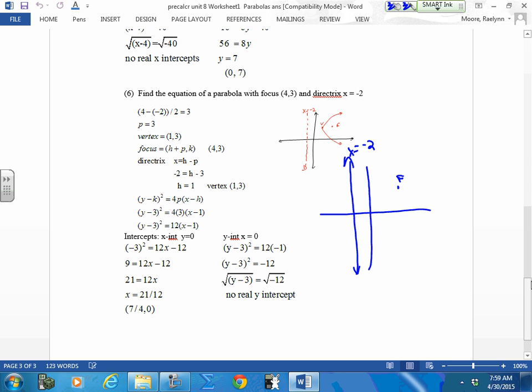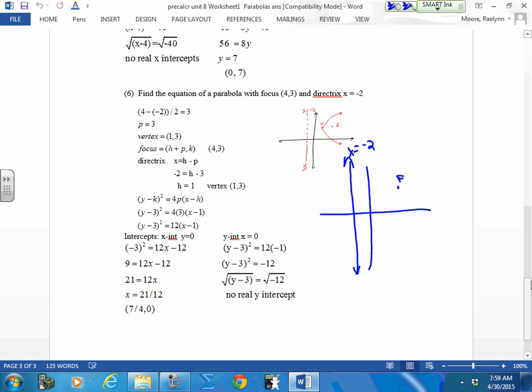Which way is my parabola opening? To the right. I can't cross through. I can go this way, I can go like this, but then my directrix wouldn't work. And I can't cross through my directrix line, so it's got to go this way. It's got to go to the right.